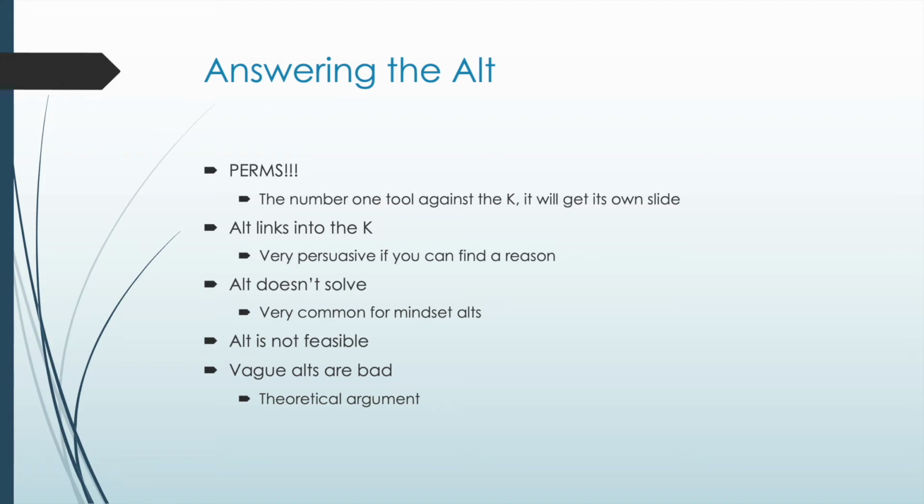Now let's talk about answering the alt. The number one tool we have against the K is a perm, which is an argument that we can make against the alt. It is a hypothetical argument saying why can't the alternative, the thing that solves the problem, coexist with the AFF? And this is such an important tool, and it's so effective that it gets its own slide where I'll talk a little bit more about what a perm is and how to make a perm.